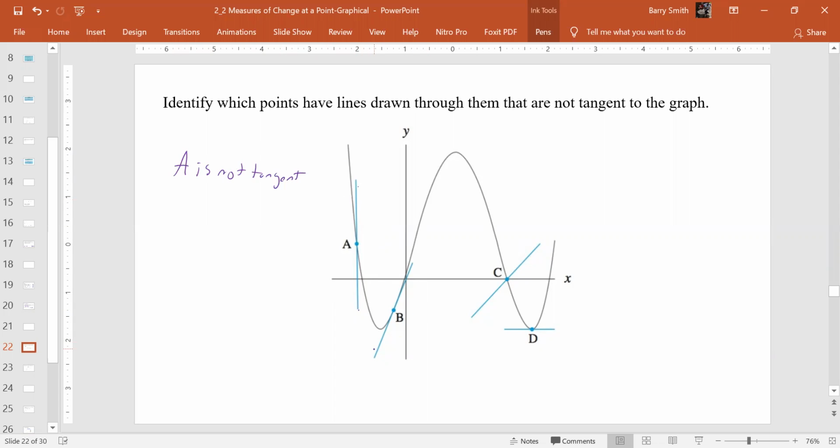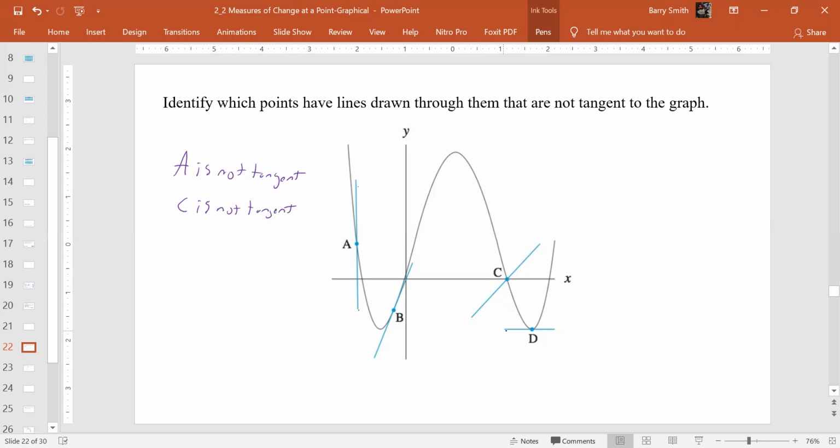Okay. Now B, it is staying all on one side, so it's okay. C, that is not how you would do that one. That one doesn't even look like that's the inflection point. I would say the inflection point's up here, and the inflection point would cross like that, but not straight across like that. So C is not tangent.